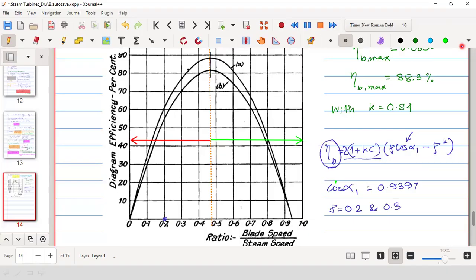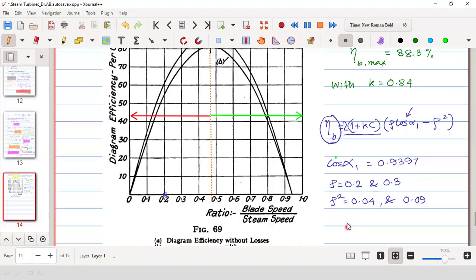So what is therefore rho square? If it is 0.2, then what is rho square? 0.2 into 0.2 means 0.04. And 0.3 into 0.3 is 0.09. Okay. So here the increment of this is slower.